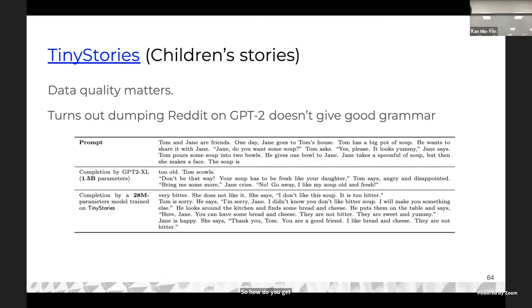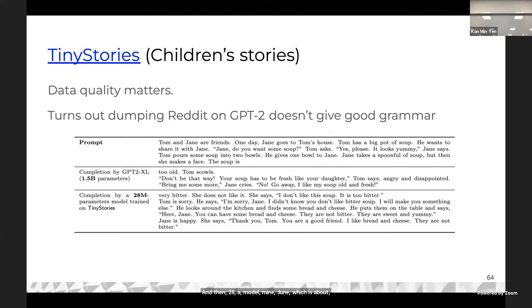Most recently, the trend these days is to just use ChatGPT. You can see here the generation for GPT-2, which is a 1.5 billion parameter model. Jane takes a spoon full of soup, but then she makes a face. The soup is too old. That doesn't make sense. How can a soup be too old? And it quickly evolves. Whereas a 28 million parameter model, mind you, about 50 times smaller, is actually logical.